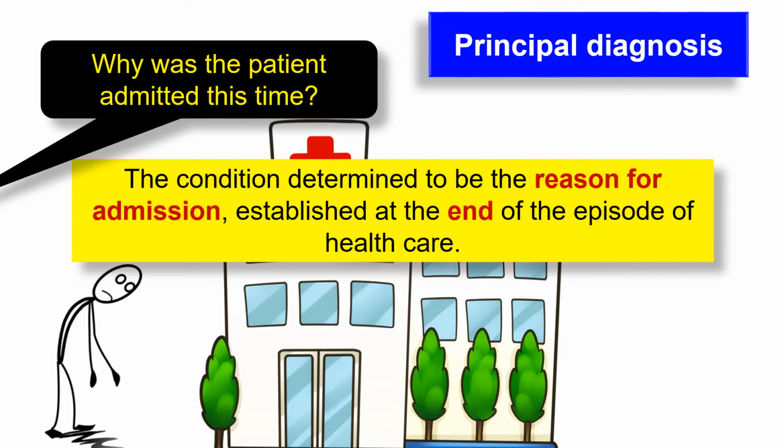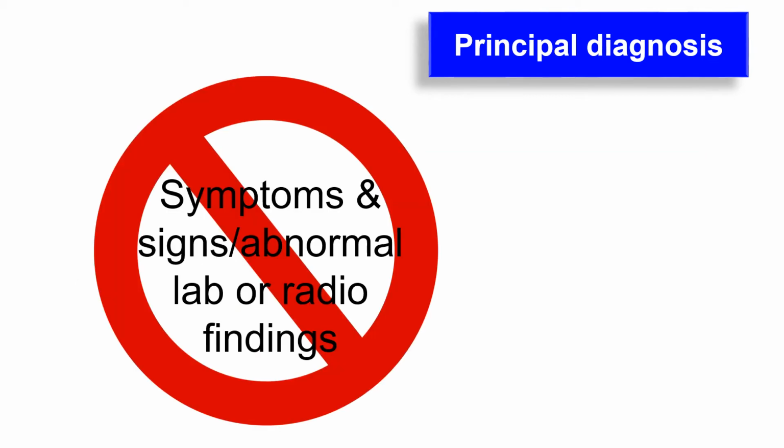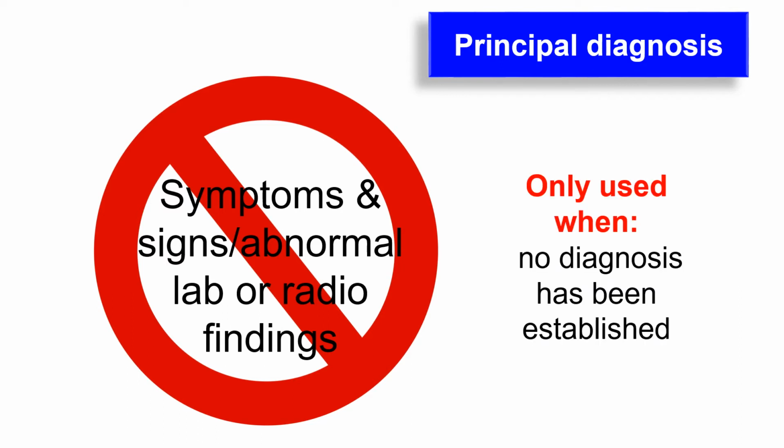However, as the patient stays in the hospital and you do your investigations and examination, you do reach a conclusive final diagnosis. The main diagnosis, which is the main reason for which the patient was admitted to the hospital, is the principal diagnosis. The principal diagnosis is not the symptoms and signs. It's not the abnormal lab or radiological findings. These should only be documented in a diagnosis field when no diagnosis has been established for the patient.